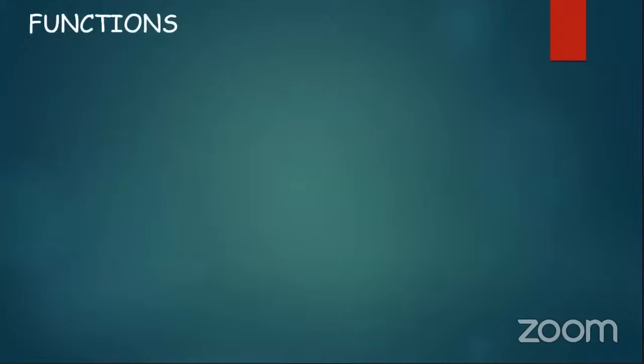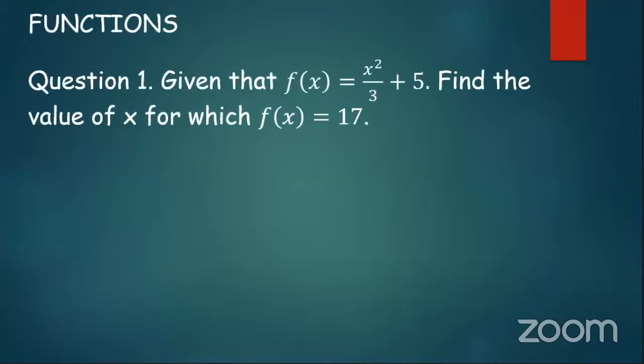So after that, we now begin with examples. So here I began with the question, which says given that a function f(x) is equal to x squared divided by 3 plus 5. So we find the value of x for which the function is equal to 17. So what are we going to do here?